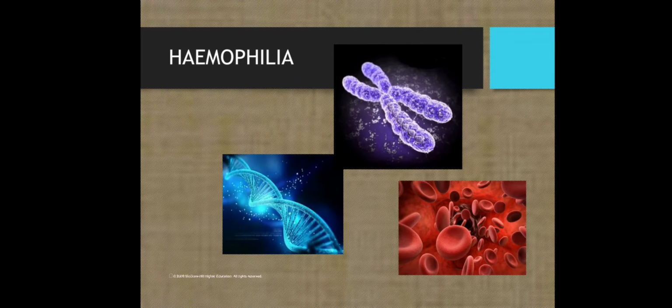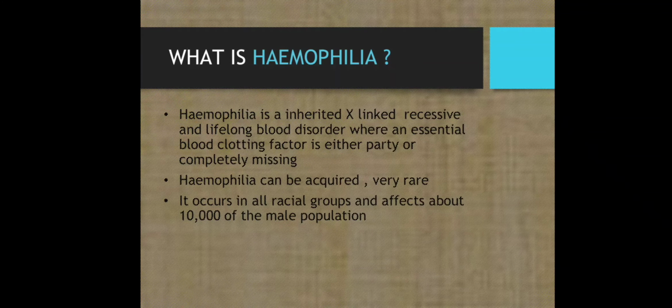So let us learn more about it by taking an example of hemophilia. So what is hemophilia? Hemophilia is an inherited, X-linked recessive and lifelong blood disorder where an essential blood clotting factor is partly or completely missing. Hemophilia can be acquired, but this is very rare. It occurs in all racial groups and affects about 1 in 10,000 of the male population.